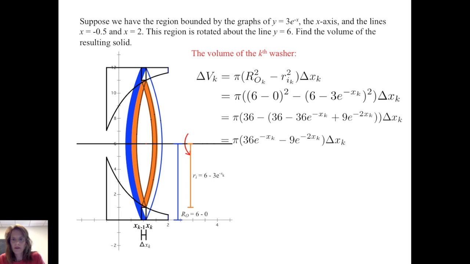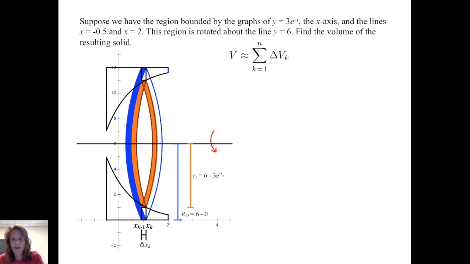So expanding and simplifying, I get the volume of the kth washer is pi times 36 times e to the negative x sub k minus 9 times e to the negative 2 times x sub k, all multiplied times delta x sub k. I'm going to carry this over to the next slide to sum the volumes of the washers, and I get the Riemann sum, k going from 1 to n, of pi times 36 times e to the negative x sub k minus 9 times e to the negative 2 times x sub k, all times delta x sub k.